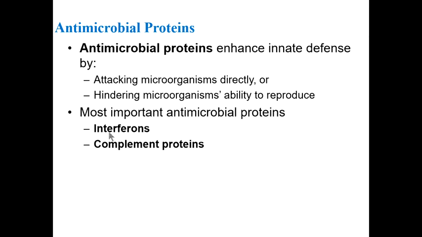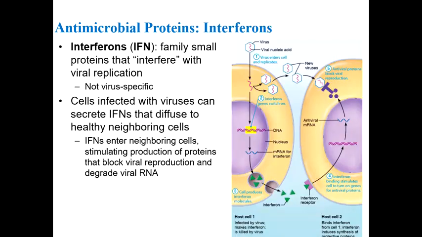So let's start by looking at interferons. They're going to hinder the microorganism's ability to reproduce. So with interferons, we're interfering with specifically viral replication, preventing viruses from reproducing. Not specific viruses, just viruses in general, because what viruses do is they invade one of our cells. Since they cannot reproduce on their own, they need our cells' machinery to reproduce themselves.